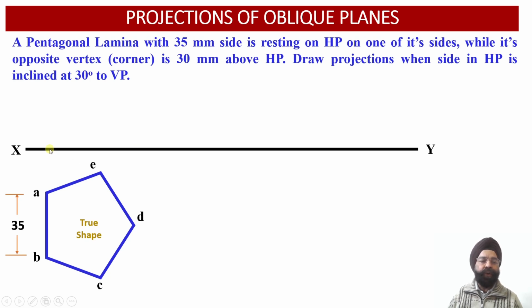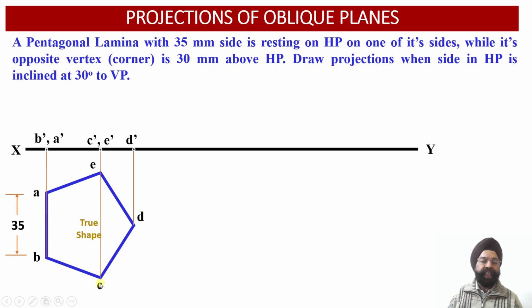So the front view will be an edge view and it will be obtained onto the XY reference line over there. When we look at this particular lamina from the front side, the projectors through B and A are going to coincide with each other. So the front view corresponding to the points B and A will be located as B dash, A dash in the front view projections over here.